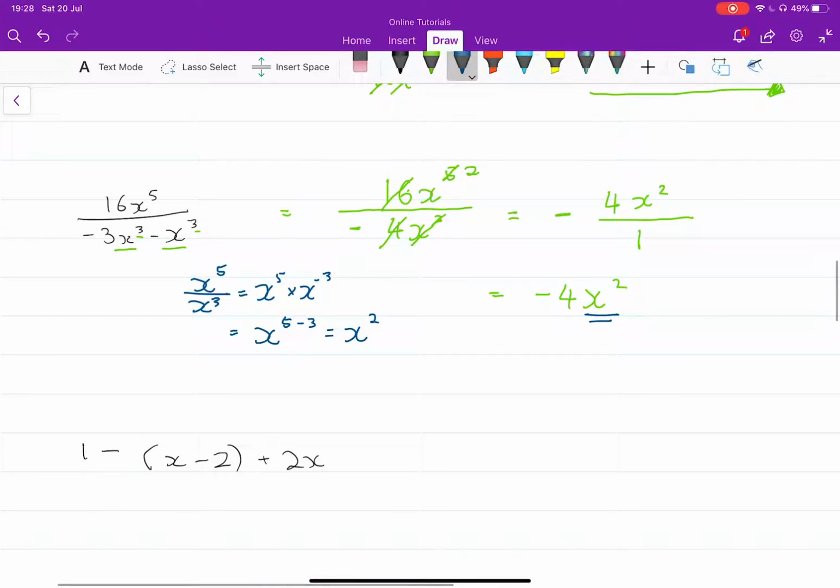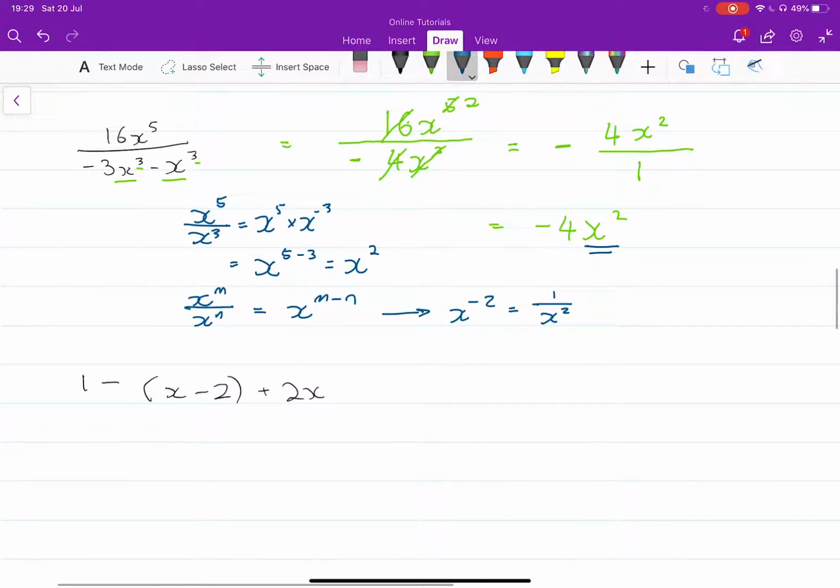A simple trick is, if we have, let's say, x to the m over x to the n, that's equal to x to the m minus n. And if we get a negative value, so let's say m minus n equals minus 2, that just means this is equal to 1 over x squared. Okay, so that's just for some extra knowledge.